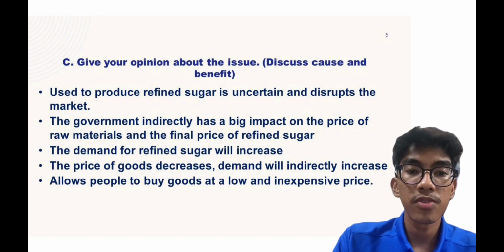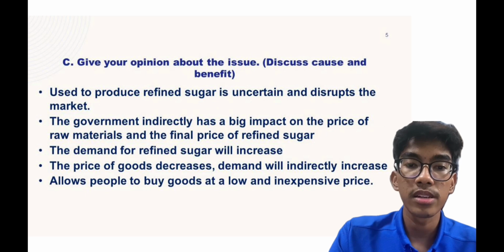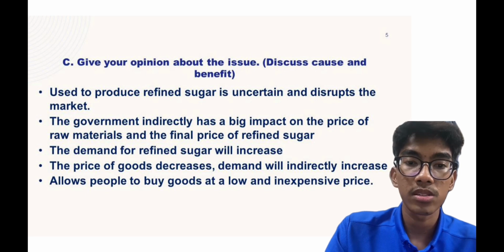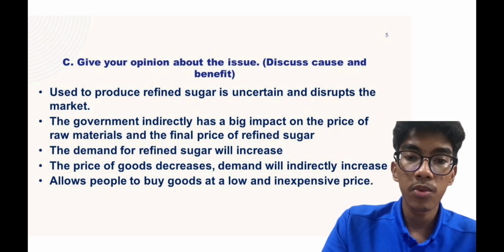Question C. Give your opinion about the issue. The current issue regarding the price of raw materials used to produce refined sugar is uncertain and disrupts the market. The government indirectly has a big impact on the price of raw materials and the final price of refined sugar. With this, the demand for refined sugar will increase. According to the law of demand, when the price of goods decreases, demand will indirectly increase. This allows people to buy goods at a low and inexpensive price. In addition, the government also plays an important role in maintaining and controlling the market price of refined sugar.